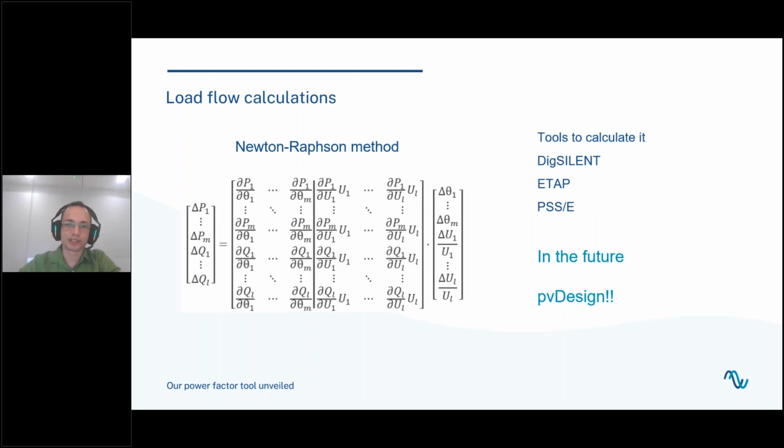I'm not going to go deep into the maths behind it, but we are working on a methodology based on the Newton-Raphson method, which is the calculation model used in most load flow calculation software, such as DIgSILENT, ETAP, or PSS/E. We will also work in the same way as we are working right now. So we will start trying to guess the power factor at the inverters that we want and try to reach, again, the 0.9, for example, at the output of the substation.